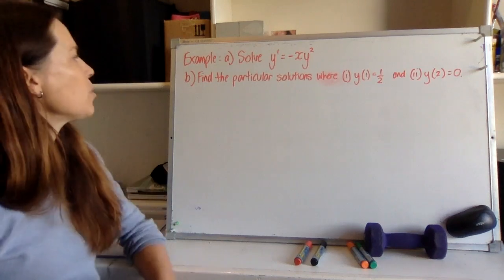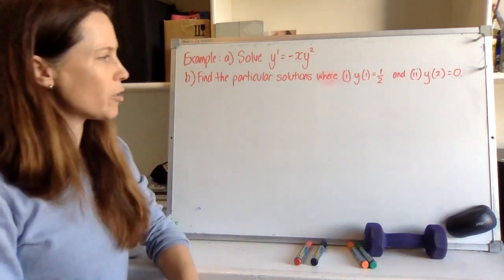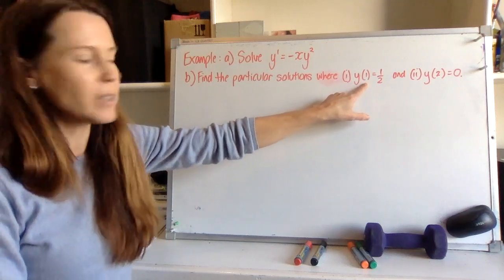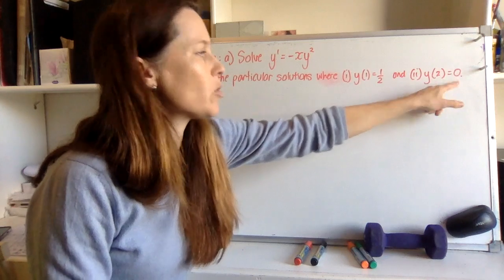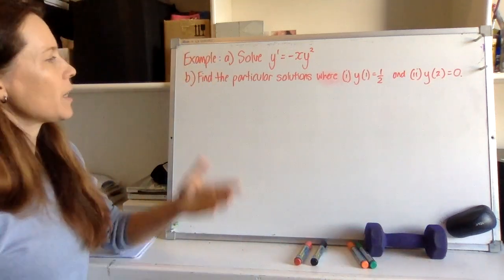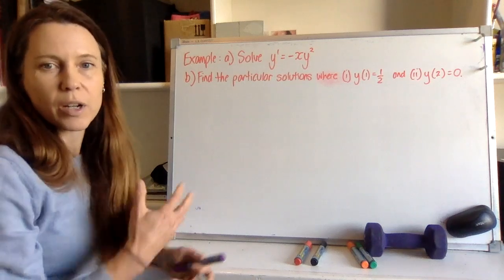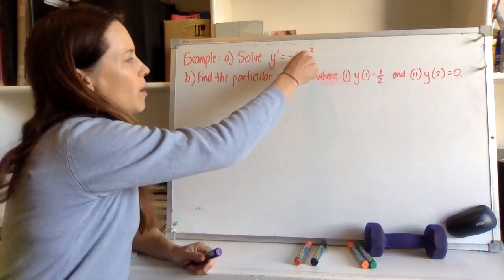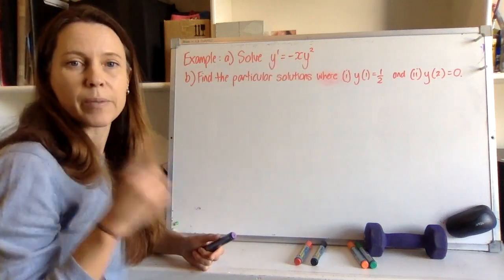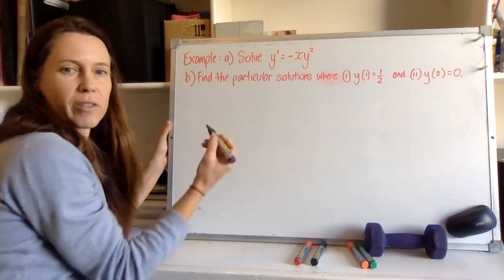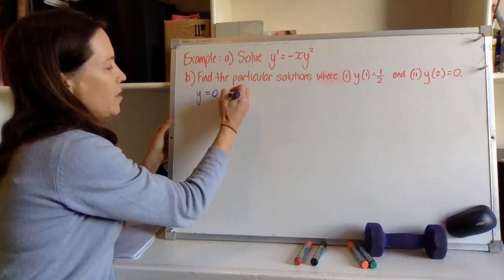Okay, so this example asks us to solve a differential equation and find two different particular solutions. Don't forget this notation means when x is 1, y is equal to a half, and when x is 2, y is equal to 0. Okay, so what we're suggesting is that when we look at this on first inspection, we should say, hey, what value of y will make y dash equal 0? Well, if y equals 0, that will be a solution. So we can note that first and say y equals 0 is a solution.